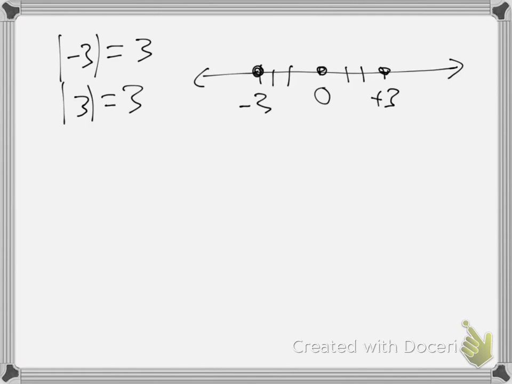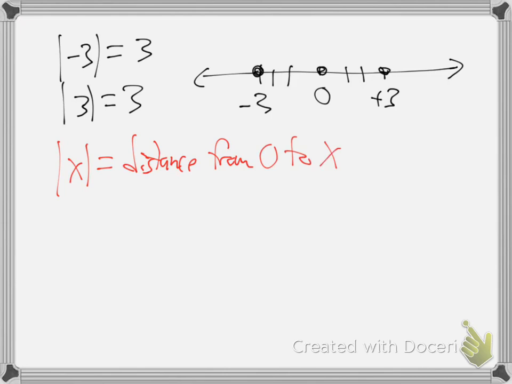So let's be clear what absolute value is. The absolute value of X is the distance from 0 to X. I know you think of it as, well, it's just positive. But really, it's the distance. That's why it's just positive. So if you're at negative 7, how far are you from 0? Well, you're 7 away, aren't you? So absolute value means distance from 0.